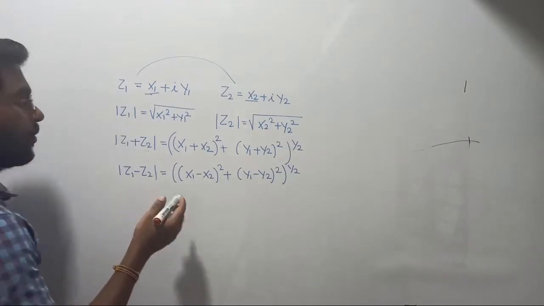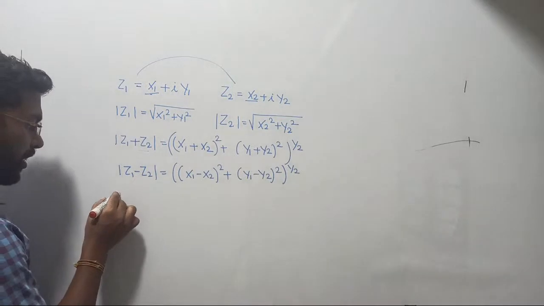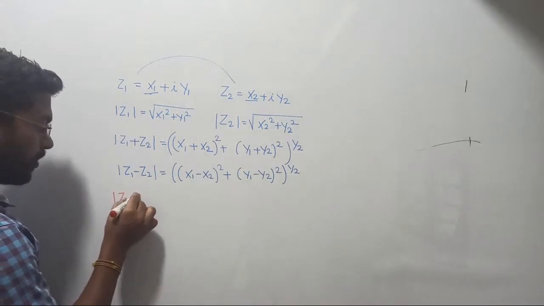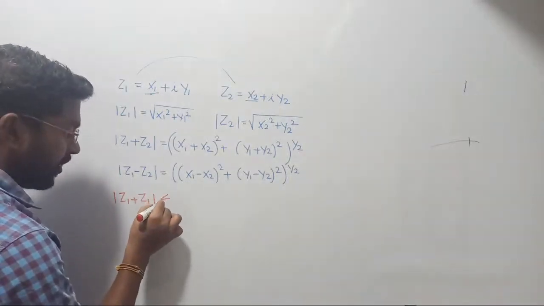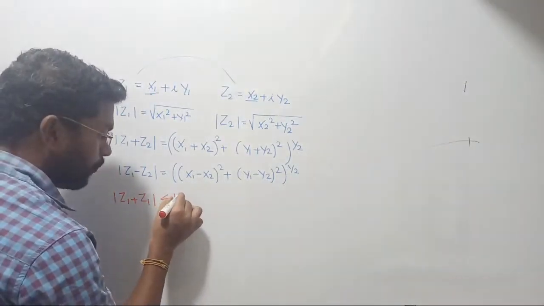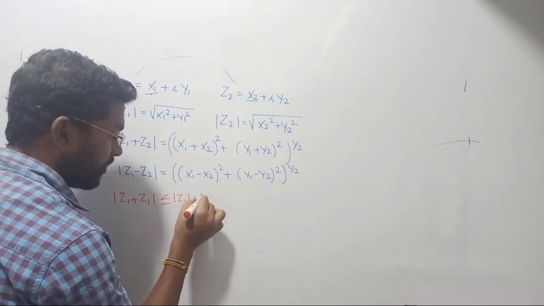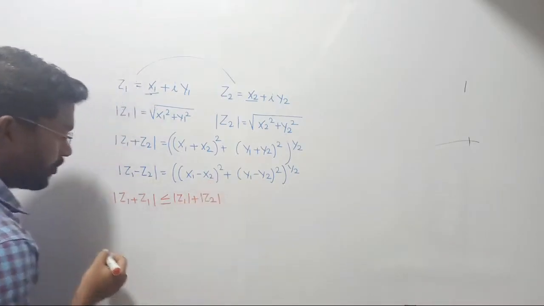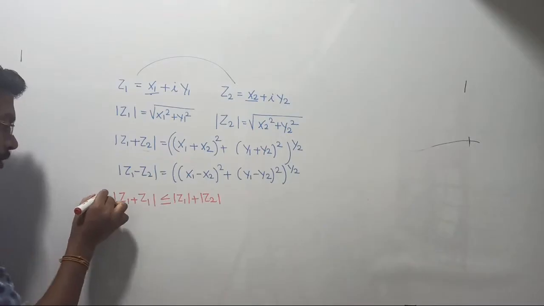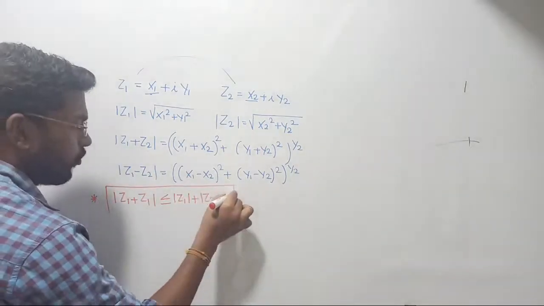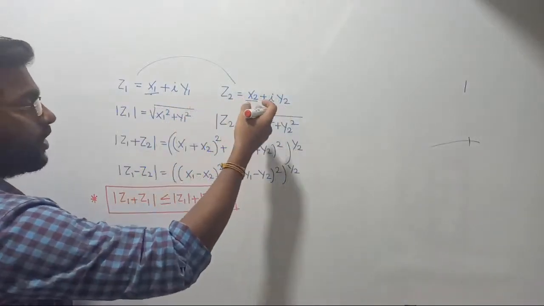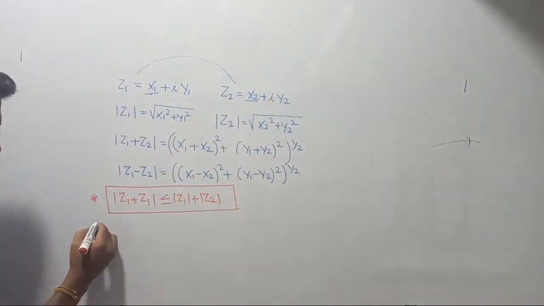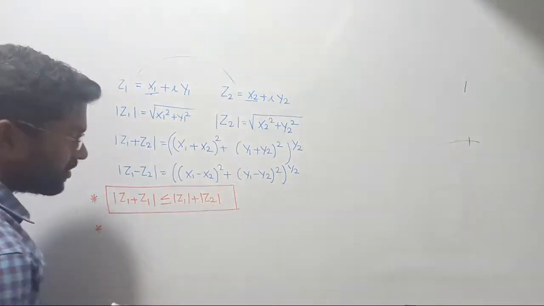Now, according to the observations, I am just writing this one, you can cross-check later. Mod of z1 plus z2 will always be, you can just test it by yourself, less than or equal to mod of z1 plus mod of z2. That is the first observation. In order to let you all understand, I am not giving any proof for this. You can just take 2 plus 3i and 3 plus 4i and check the answer. Don't think too much. Fine, so this is the first conclusion.